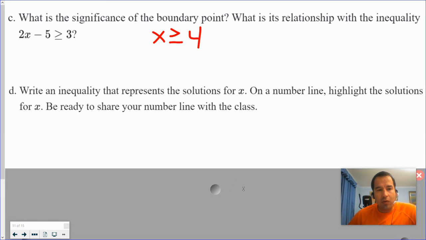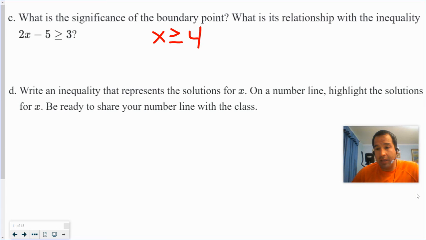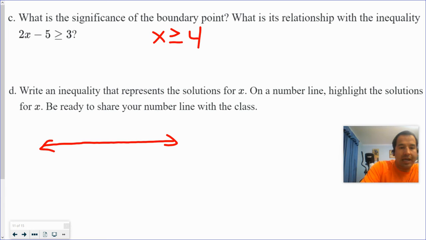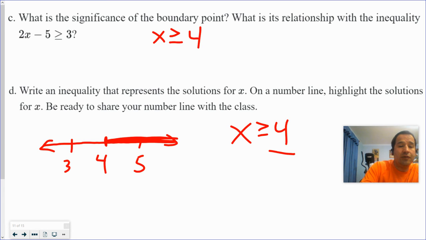Finally, write the inequality that represents the solutions for x. On a number line, highlight the solutions for x. Be ready to share your number line with the class. So I know that x has to be greater than or equal to 4. Now, on your number line, here's the shortcut I want to show you. When you've got a boundary point like 4, just go ahead and put that in the middle. Just go there. And then if you want to, you can do one number below, one number above. I know x has to be greater, so it's going to be these numbers over here.